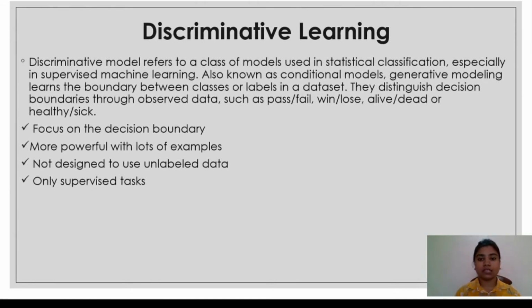A discriminative model refers to a class of models used in statistical classification, especially in supervised machine learning. It is also known as conditional models. It learns the boundary between classes or labels in a dataset, distinguishing decision boundaries through observed data such as pass, fail, win, lose, alive, dead, or healthy and sick. Again, here are some key points about discriminative learning: focus on the decision boundary, more powerful with lots of examples, not designed to use unlabeled data, and only supervised tasks. Now we will see all these key points in detail.